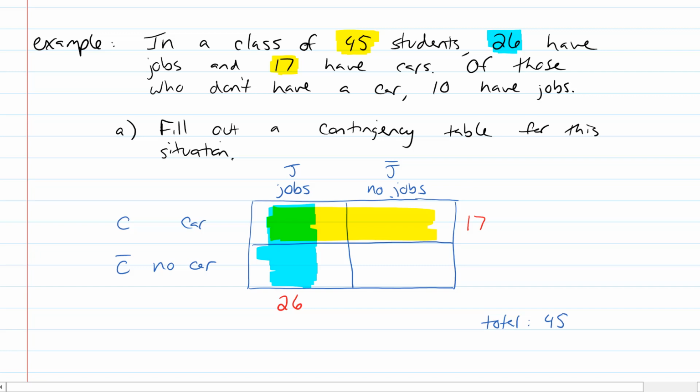And then lastly, we're told of those who do not have a car, so that's this group. Those who do not have a car, 10 have jobs. So this final number here, 10, is going to go in this entry under jobs and no car.